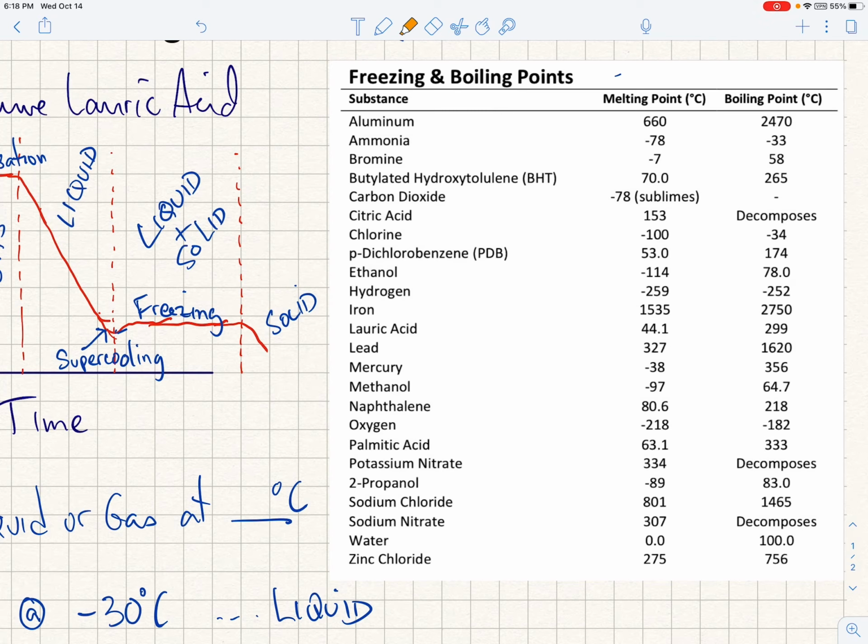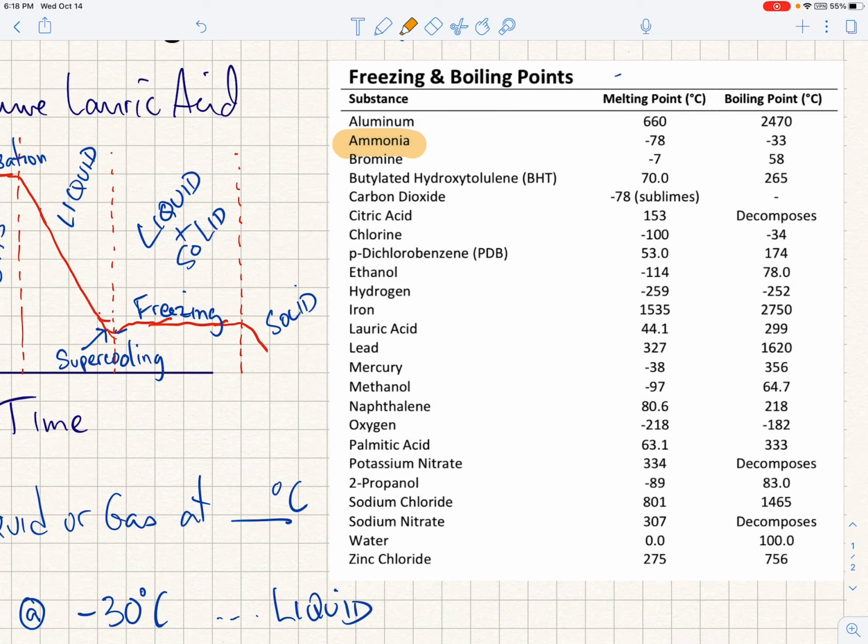So to be a gas, the temperature has to be above the boiling point. So we're just going to look at the boiling point temperatures. So if I want something to be a gas at 0 degrees Celsius, 0 degrees must be higher than the boiling point. 0 degrees for aluminum is not higher than its boiling point, so not surprisingly, aluminum is not a gas at 0 degrees. Ammonia, the boiling point is minus 33, so 0 degrees is above that, so ammonia would be a gas at 0 degrees Celsius.